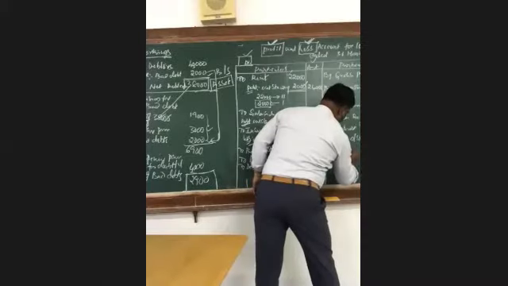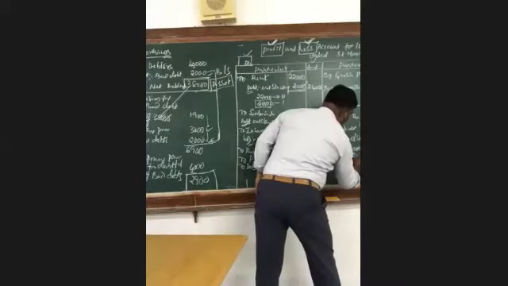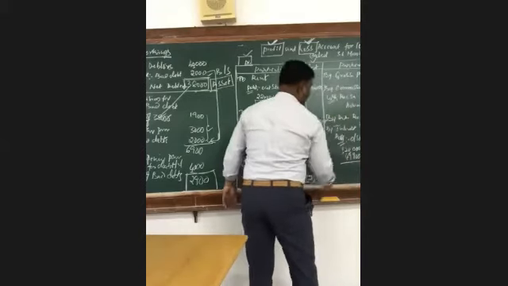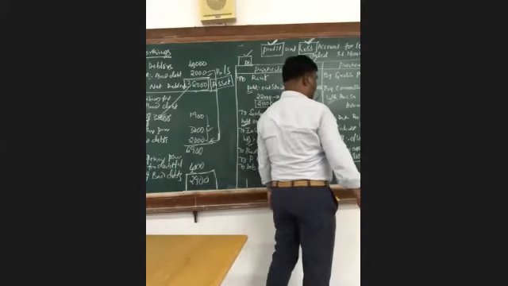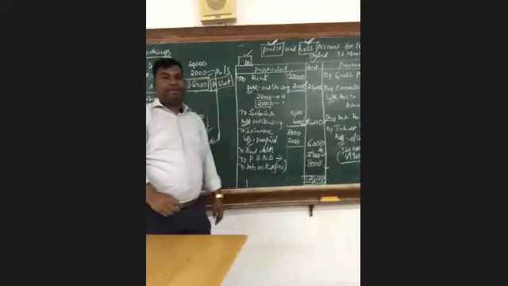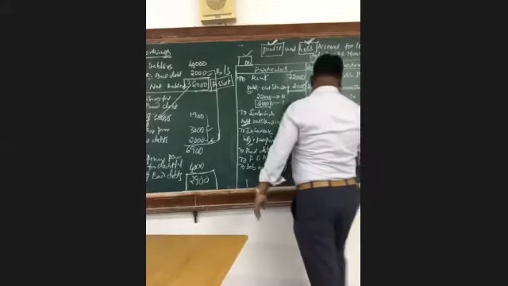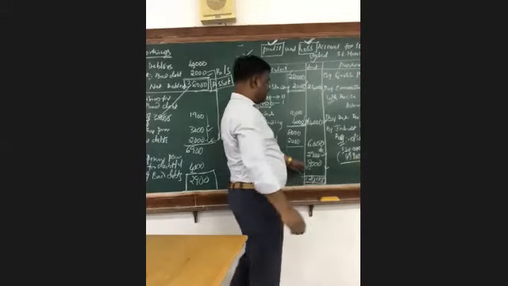49,900. Okay, 120 minus 49,900. 1,20,000 is the credit side total. And 49,900 is the debit side total.